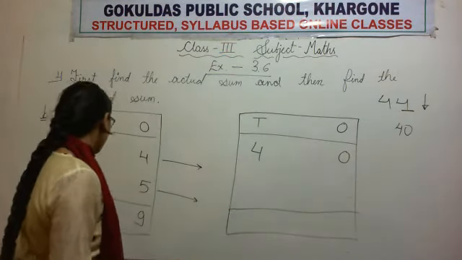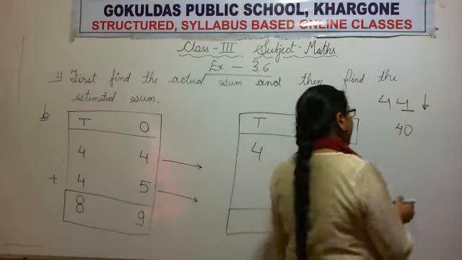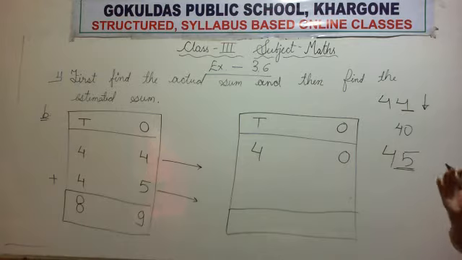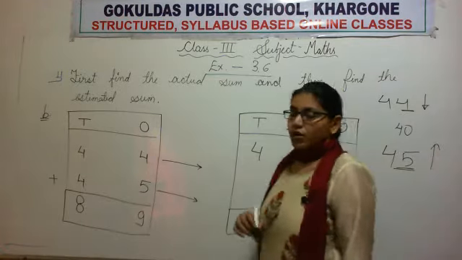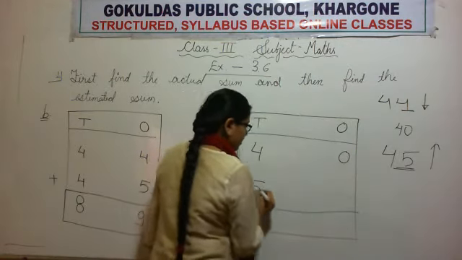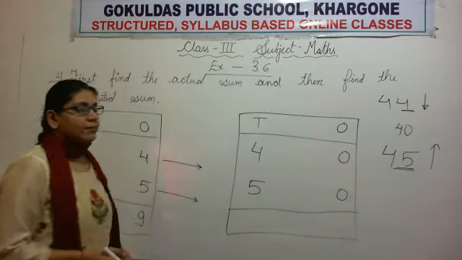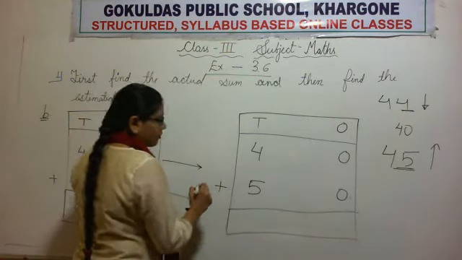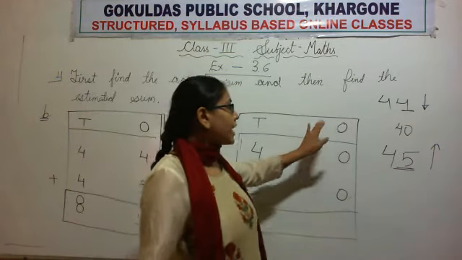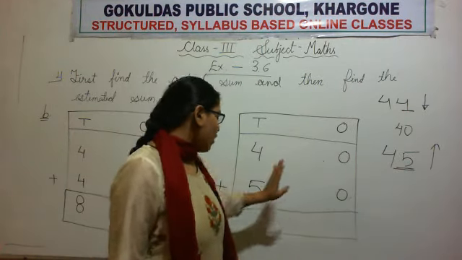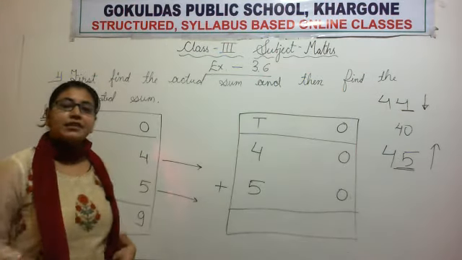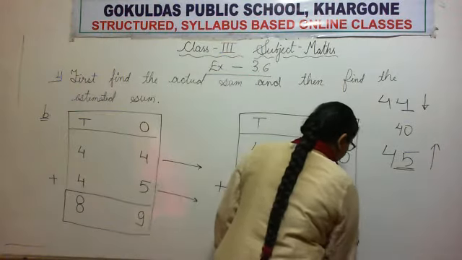Now 45. The next number, second addend, is 45. See, the number 45 is having 5 at one's place. So we will round it up to 50. Now we have rounded both the numbers. Now for finding out the estimated sum, we will add both the numbers. Starting from the ones place, 0 plus 0 is 0. So we will write the number 0.